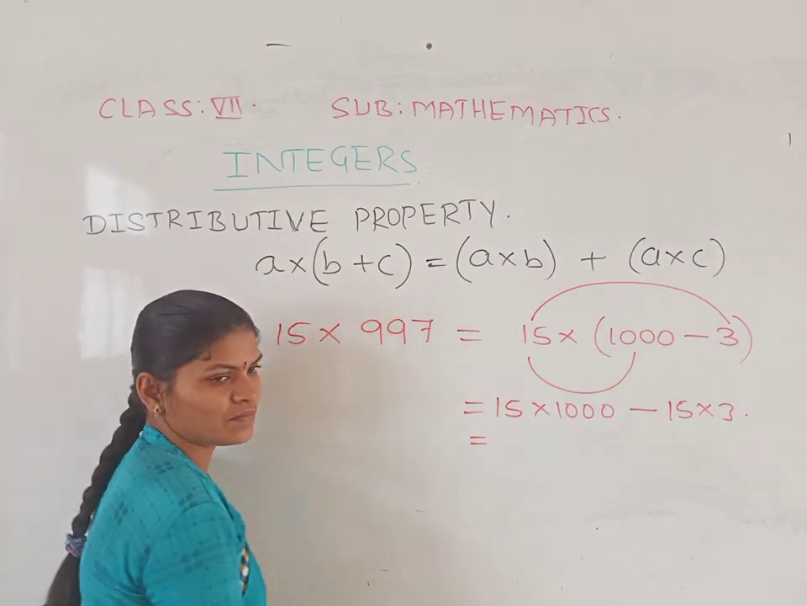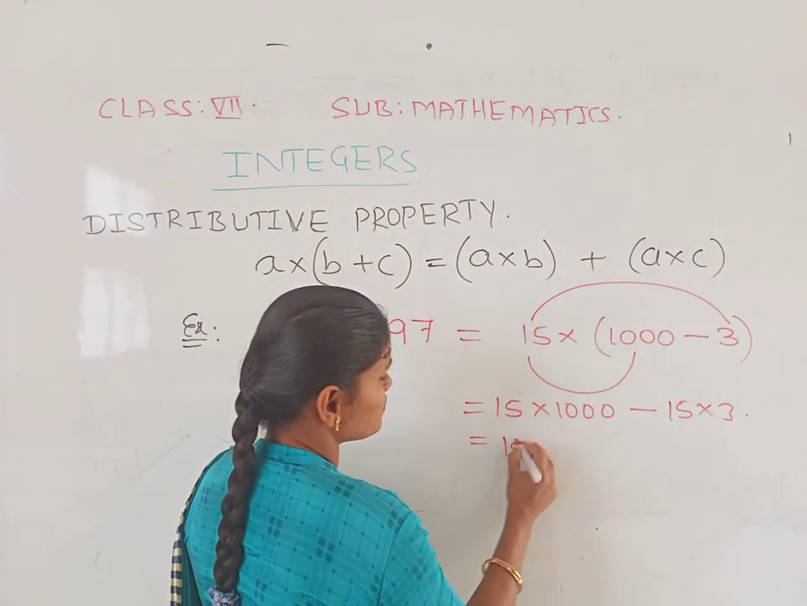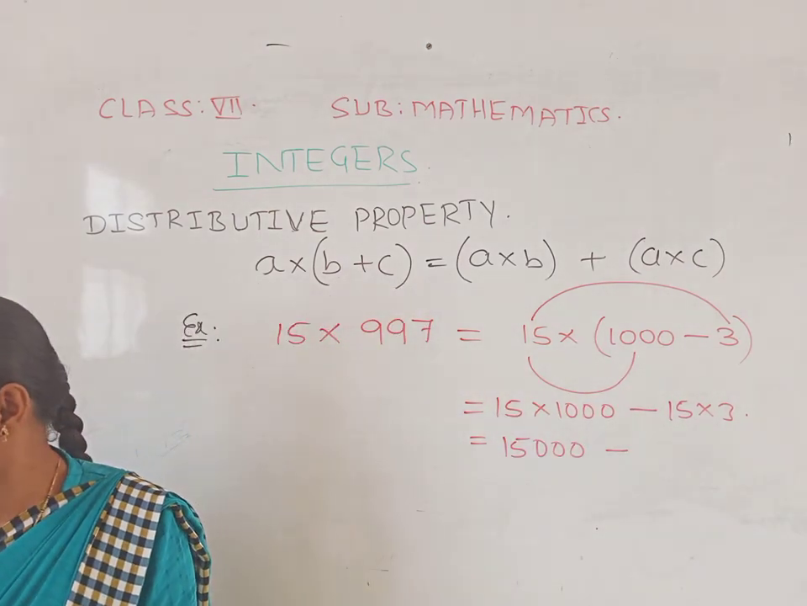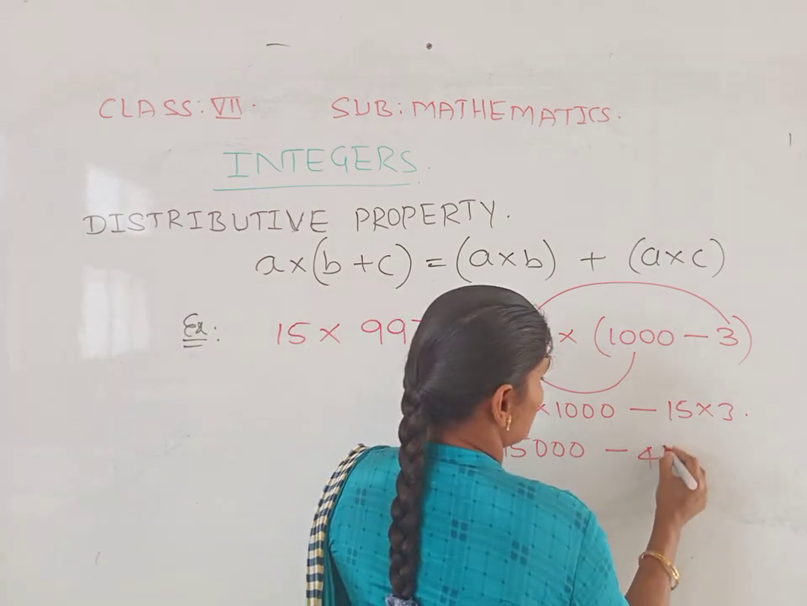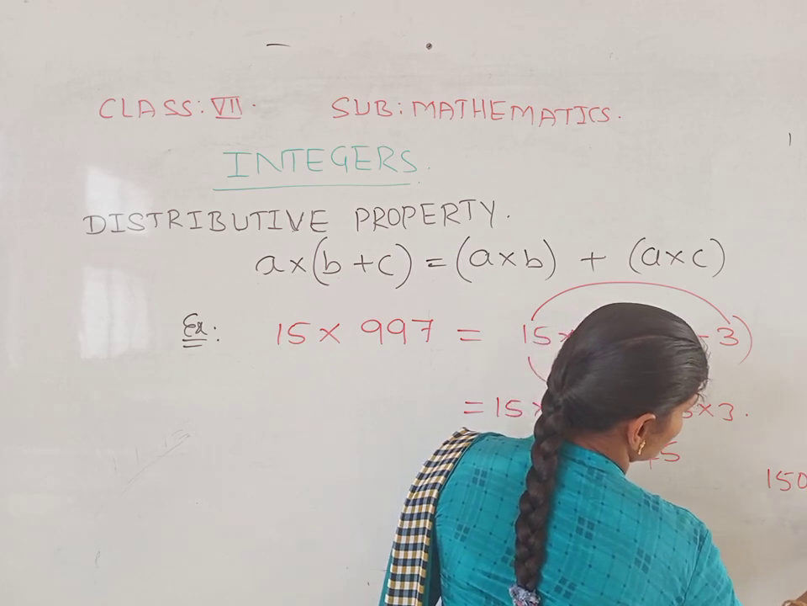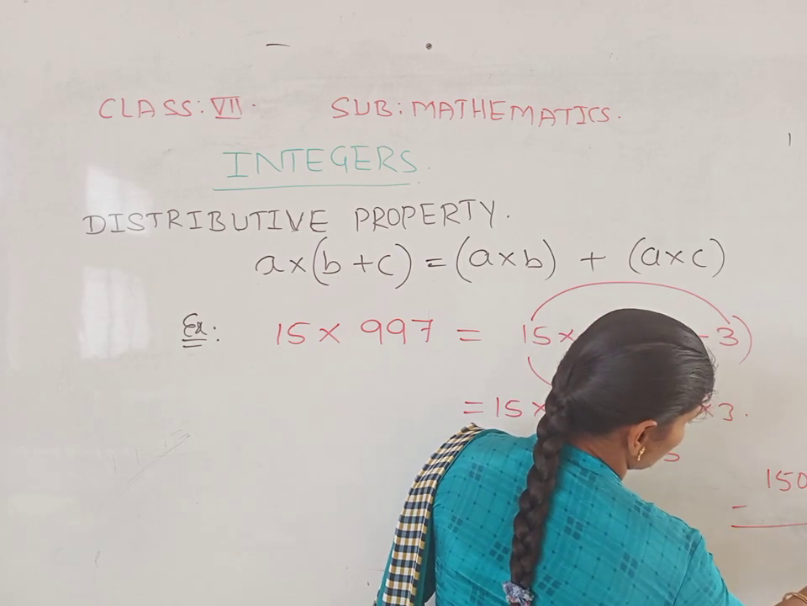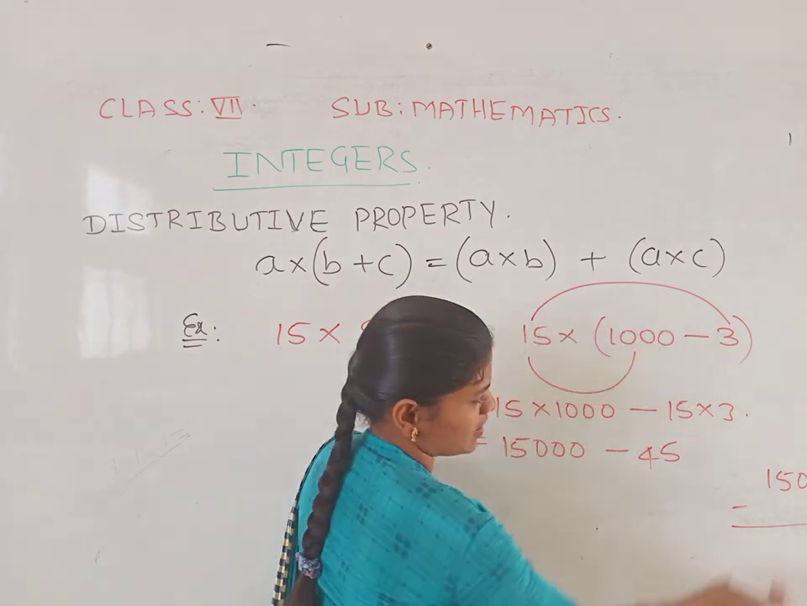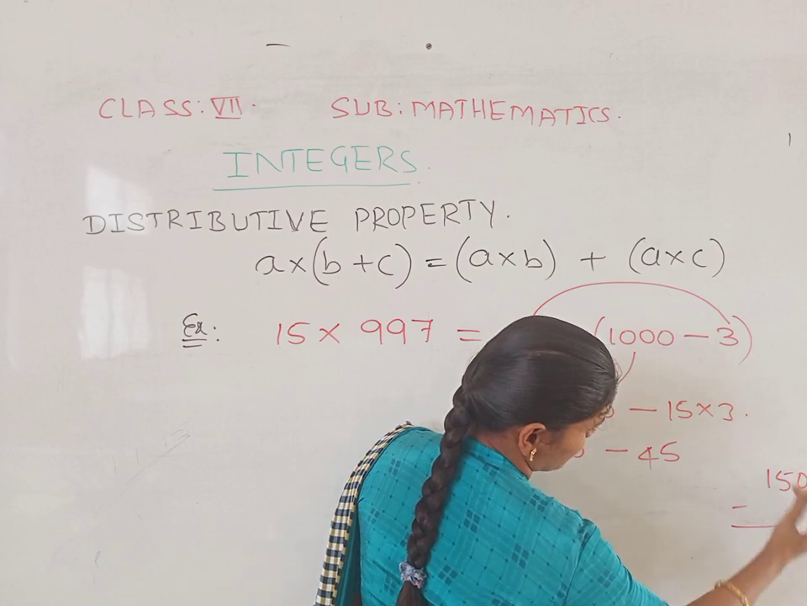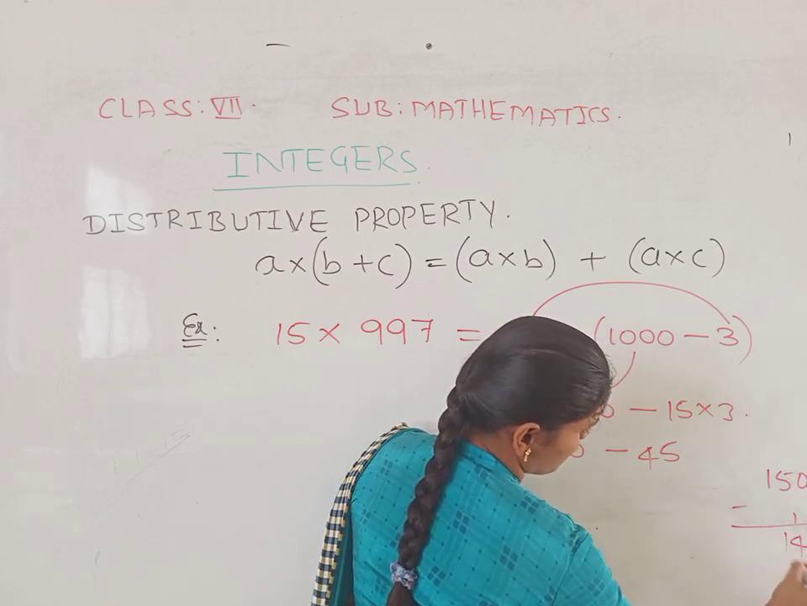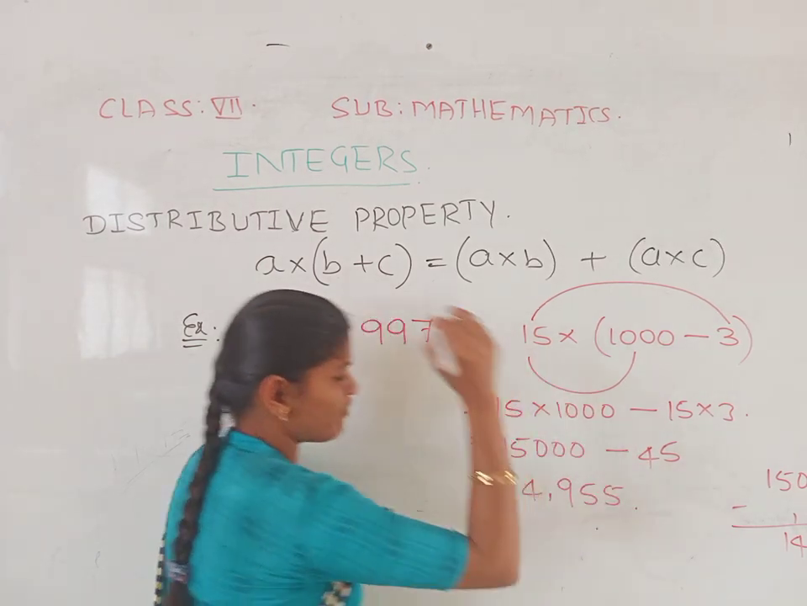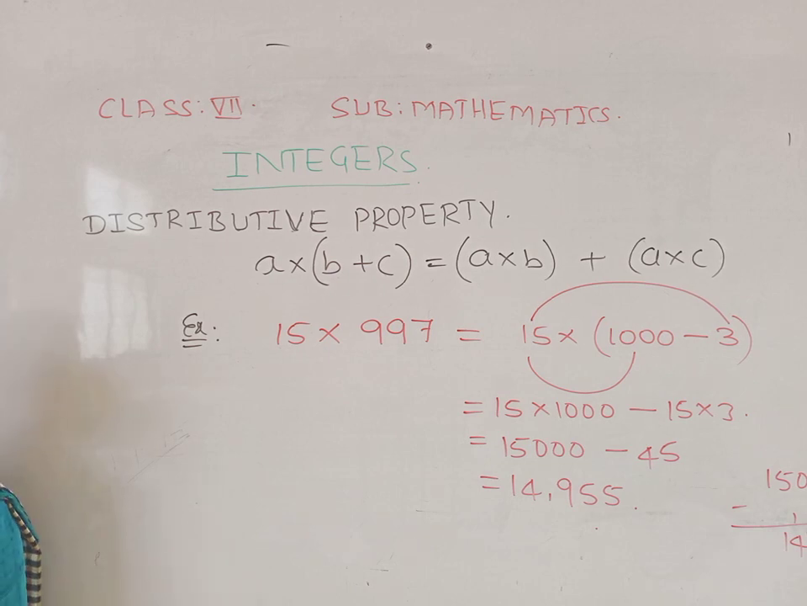15 into 1000 is 15,000, minus 15 threes are 45. Good. Now subtract it. In 15,000 we have to remove just 45. 10 minus 5, 5. 10 minus 1, 9. 5 minus 1, 4. So how much is the remaining answer? 14,955. But we have to verify this one.